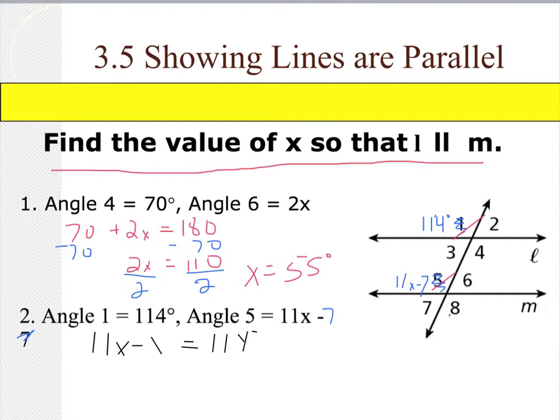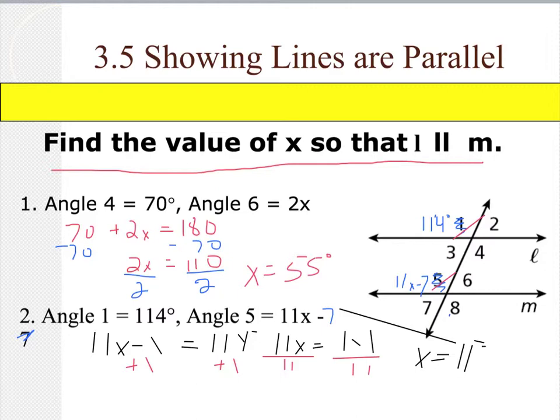We're going to do our algebraic equation and go through our algebraic steps. Add 7 to each side. We now have 11x is equal to 121. Divide by 11 again, and x is equal to 11. Okay, x is equal to 11. That tells me that if I plug in 11 for this x here and subtract 7 from it, we would get 114 degrees.